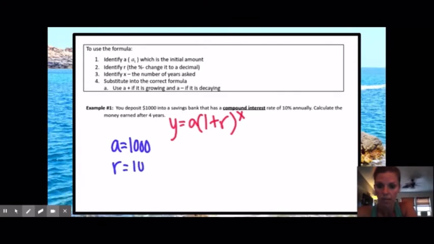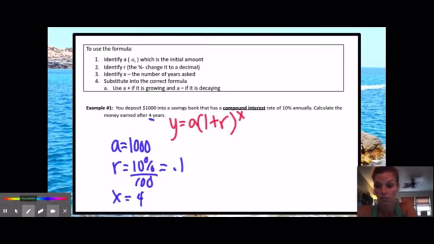R is your percent. So it's 10%, but you need to change it to a decimal. So you're going to divide that by 100. And in the formula, you're going to use 0.1. X is the time. So they want you to know after 4 years. And Y is what you're looking for. So you don't substitute in there.